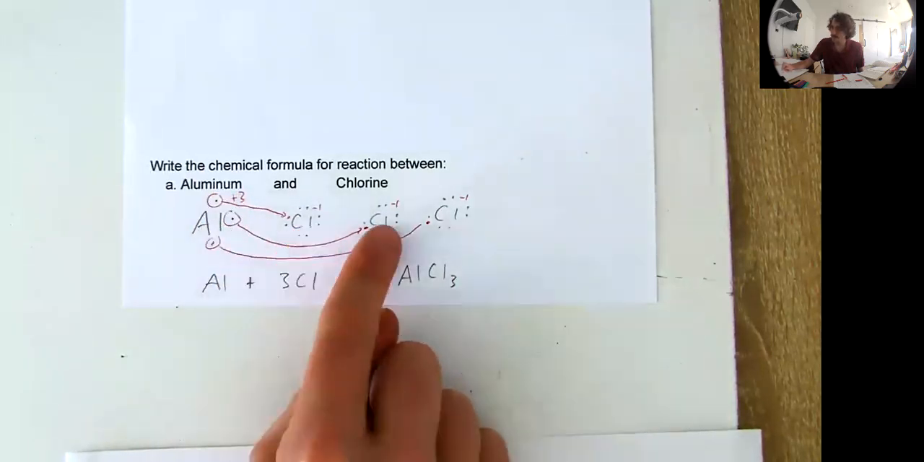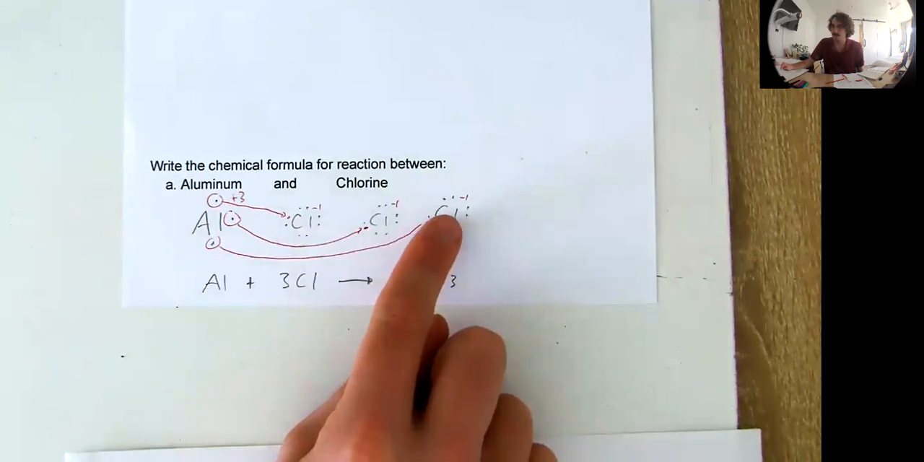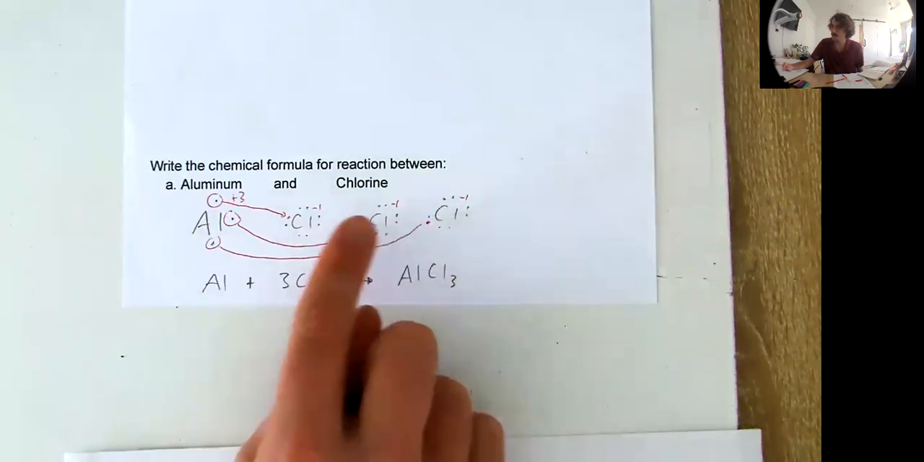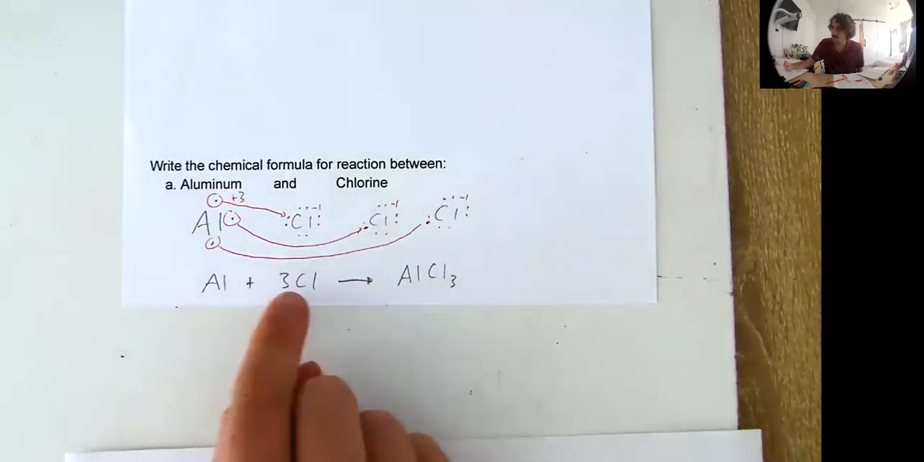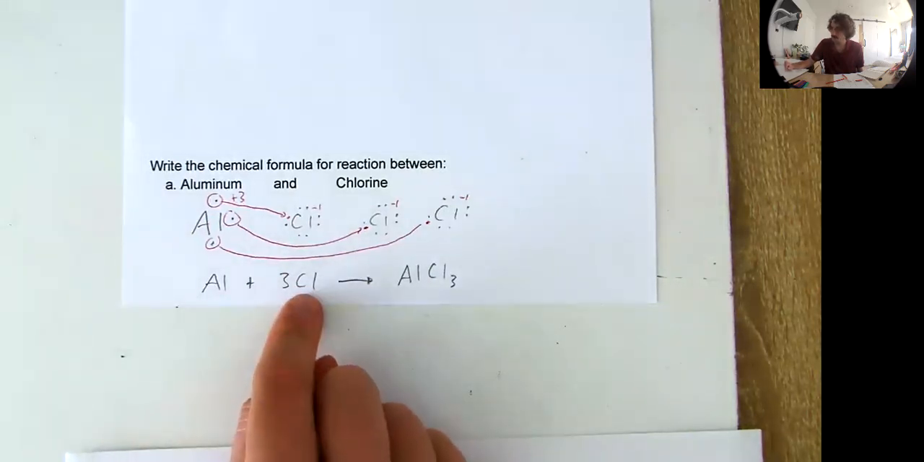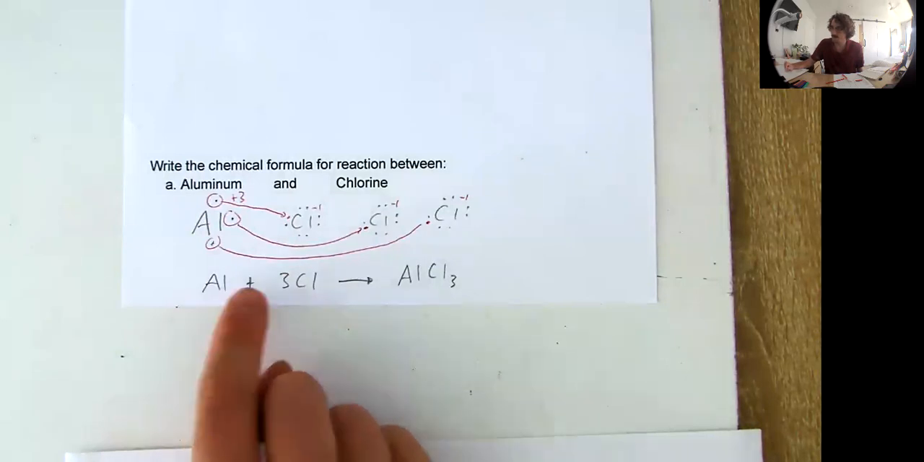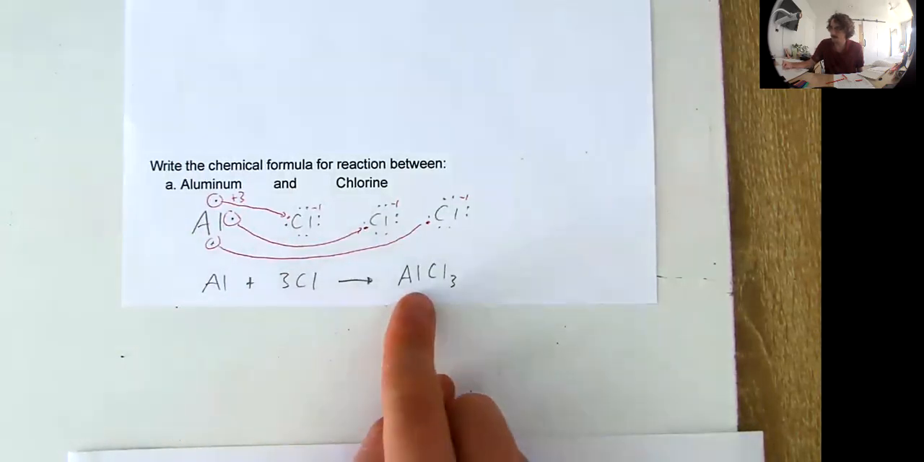And once chlorine gains the 1 electron that it needs, it will have a negative 1 charge. It will be called chloride ion. So one aluminum atom reacting with 3 chlorine atoms will produce 1 compound of aluminum chloride.